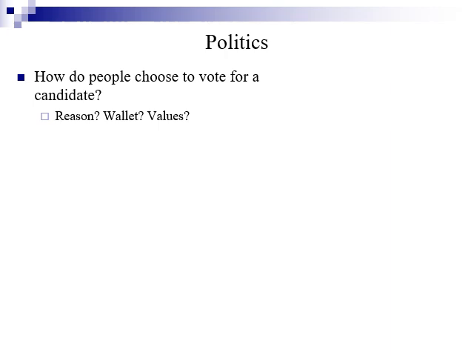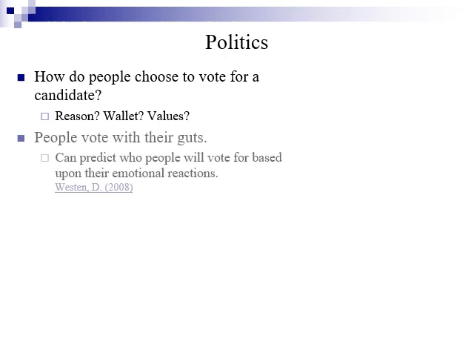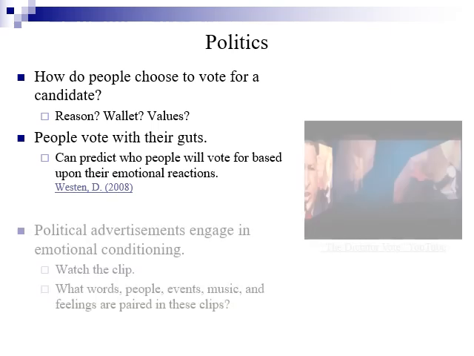As it turns out, really the best predictor for who we'll vote for is how we feel about that candidate. People vote with their guts, with their emotions. We can predict who people will vote for based upon their emotional reactions to the candidate, not on whether the candidate is actually going to do something for them, right? So people will vote for a candidate that's not at all in their best interest as long as they feel good about that person. And that's where the campaign advertisements come in.